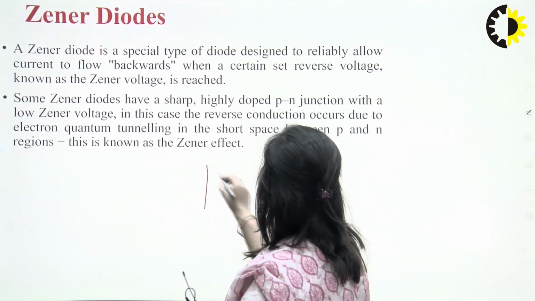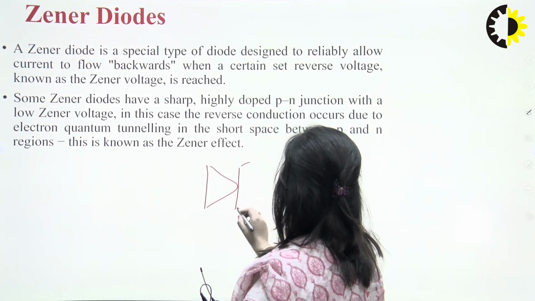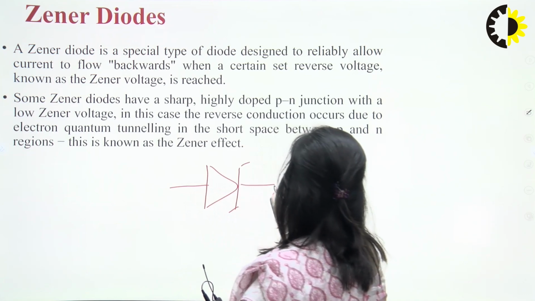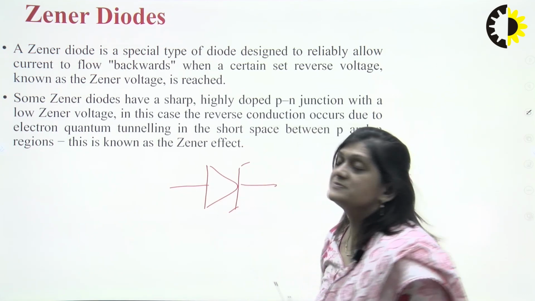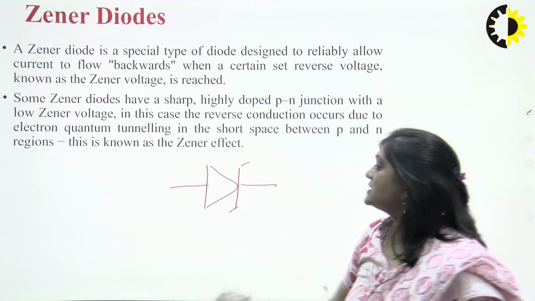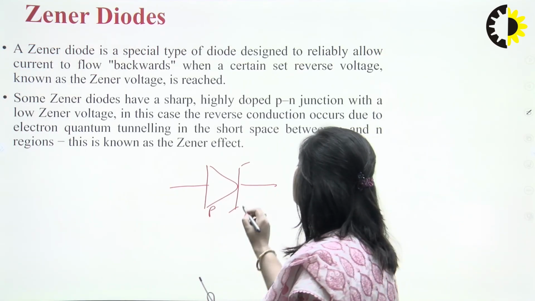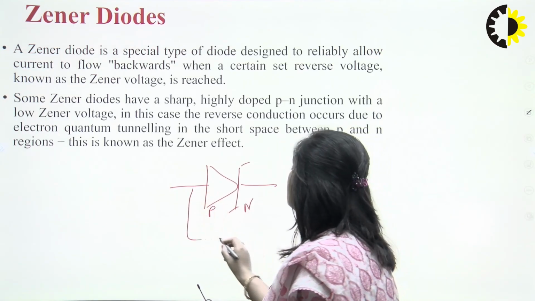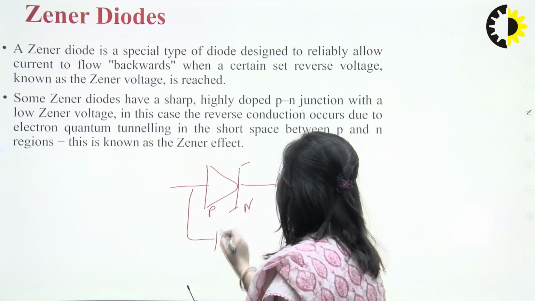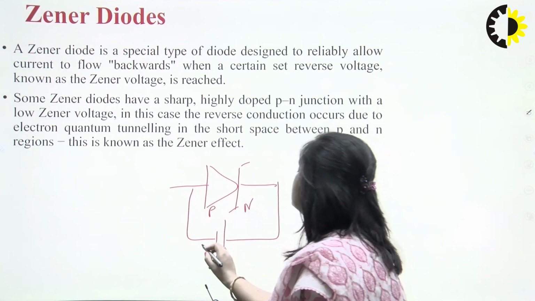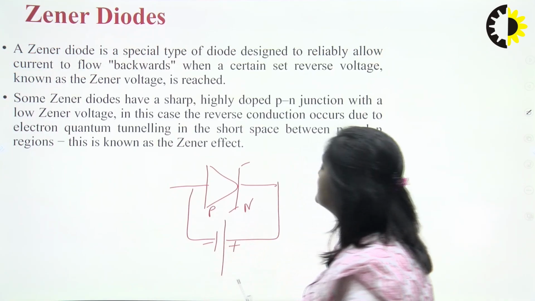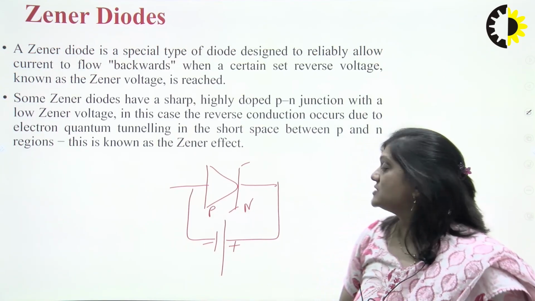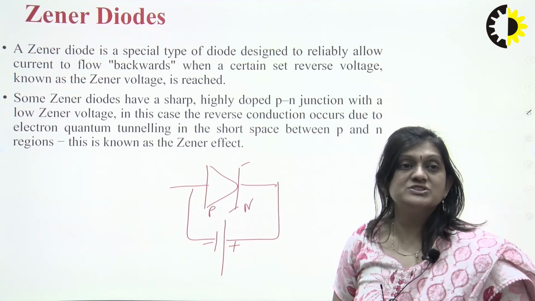The symbol of the Zener diode is like this. The Zener diode is used as a voltage regulator when it is in reverse bias. This is the P side and this is the N side, and when we put this Zener diode in reverse bias like this, P is connected with the negative supply and N is connected with the positive supply, then this will be a reverse bias PN junction diode.